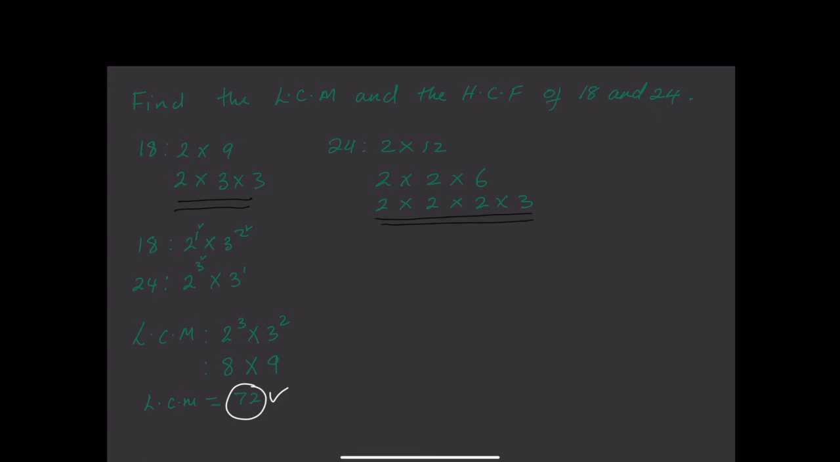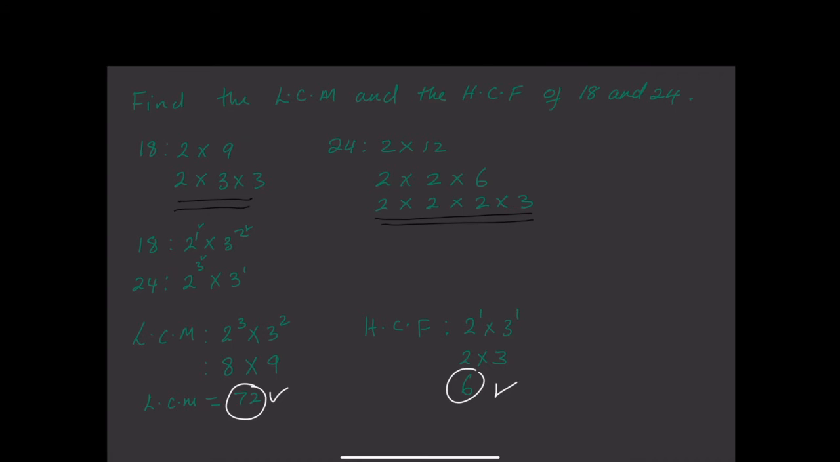Now for the highest common factor, we do the opposite. We're going to choose now the base with the smallest power. So out of 2 to the power of 1 and 2 to the power of 3, we choose 2 to the power of 1. Out of 3 to the power of 2 and 3 to the power of 1, we choose 3 to the power of 1. So obviously we know 2 to the power of 1 is 2 and 3 to the power of 1 is 3. So that's simply 2 times 3, which gives us a value of 6. And that is our answer.